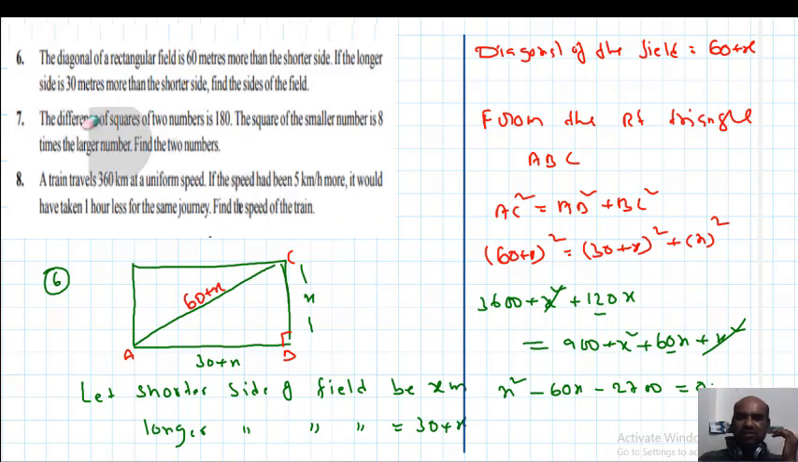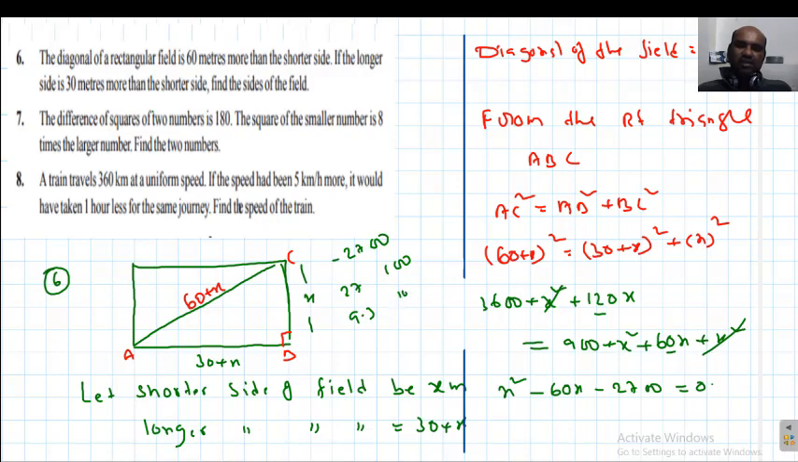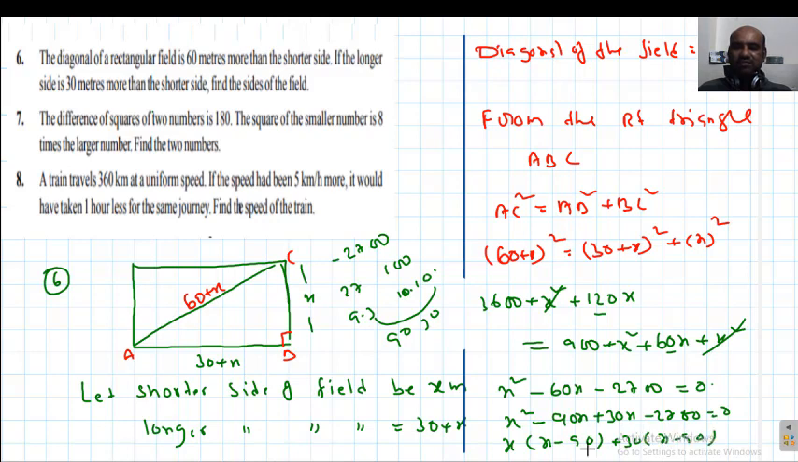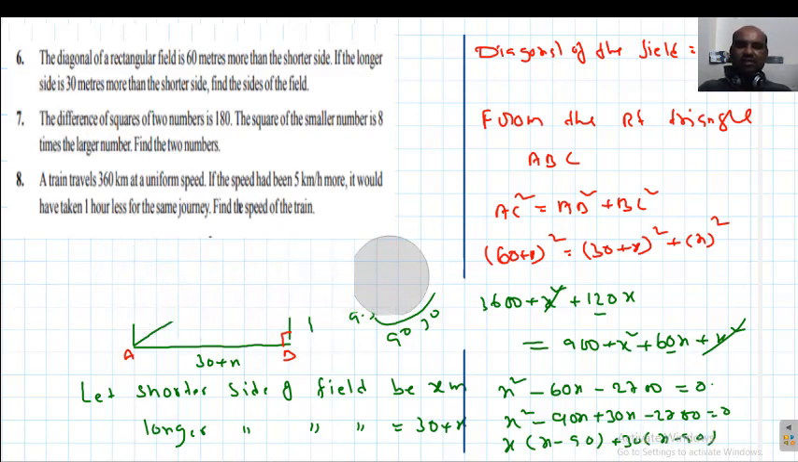Cross check now. Since we want to find the factors, the product should be minus 2700, the summation should be 60. So what can I write? 27 into 100 I can write. 9 threes are 27 and this is 10 into 10. This is 30, 90. 30 minus 90, 60 only. No problem. So what can I write here? x square minus 90x plus 30x minus 2700 equal to 0. Or you can take x common, x minus 90 plus 30, taking common x minus 90.